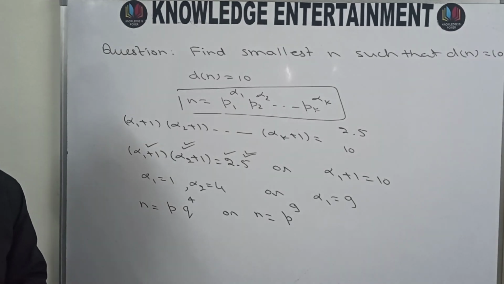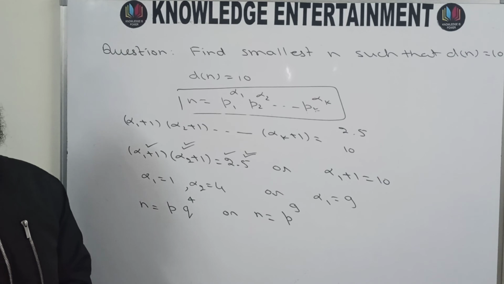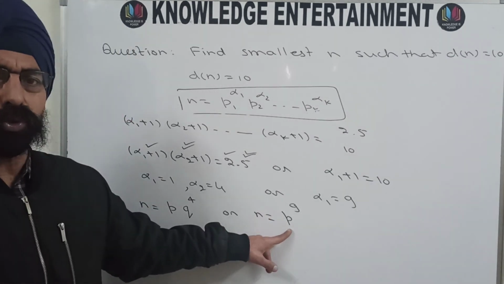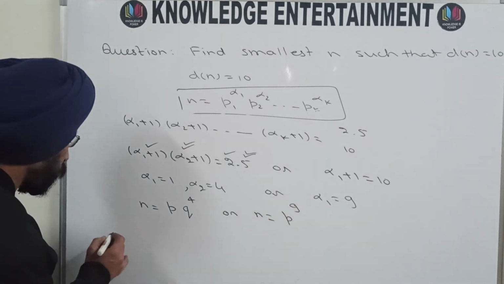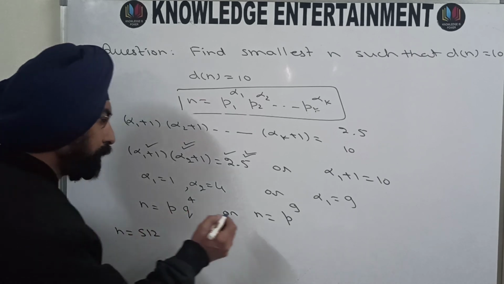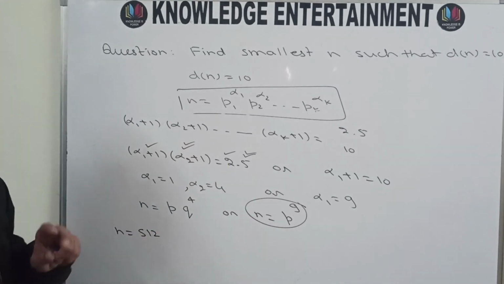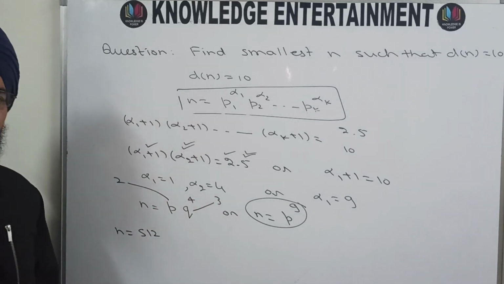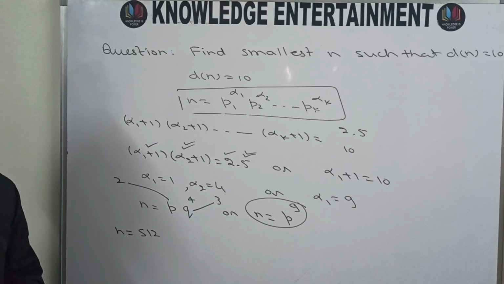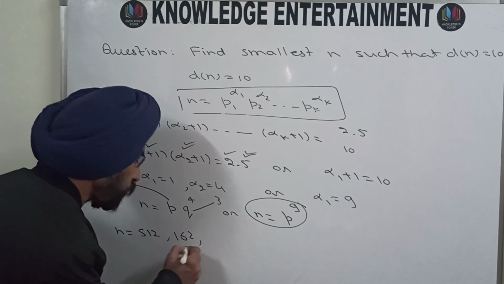So let us now take the minimum possible values of p and q and see what will happen. In the second case, the smallest p possible is 2. So if you put p equal to 2 here, 2 raised to the power 9 is 512. So your n is 512 minimum in this case, the least possible in this case. Let us discuss the other cases now. If your p is 2 and q is 3, then 3 raised to the power 4 is 81, multiplied by 2, the smallest possible number will be 162.